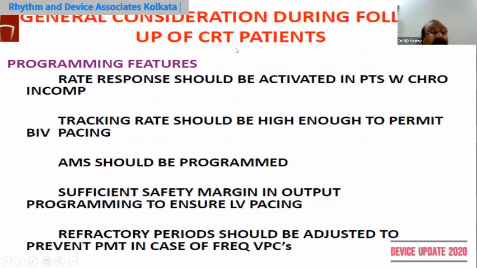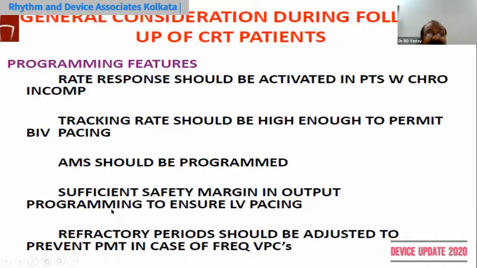As I showed you, cardiac output increases when the rate is higher, and the tracking rate should be high, particularly in those patients who go into pulmonary edema. Automatic mode switch must be programmed on, because many of these patients develop atrial fibrillation, so that it can switch over and give better function. And then the other parameters, like V-sense response, are important to pace in atrial fibrillation.